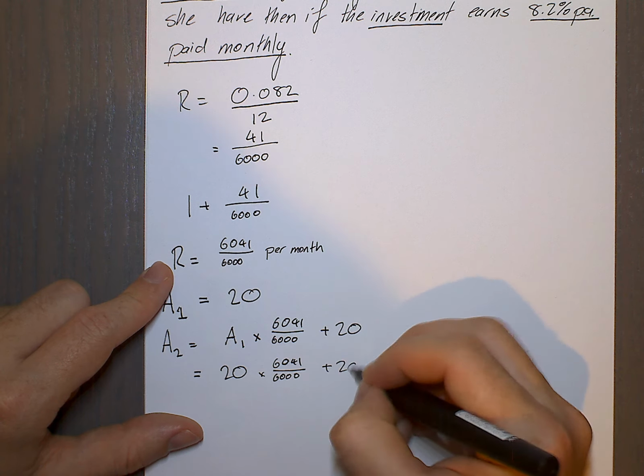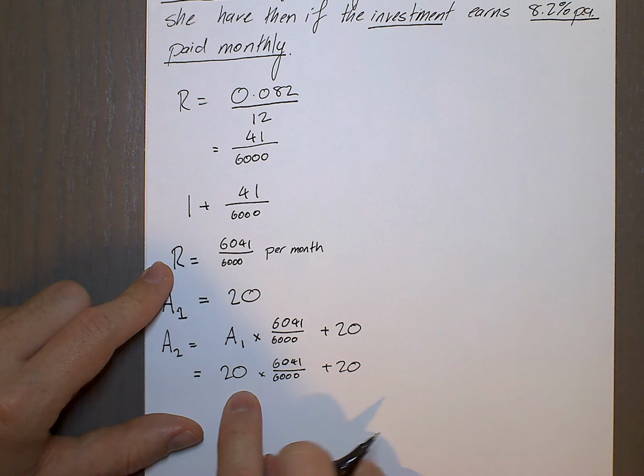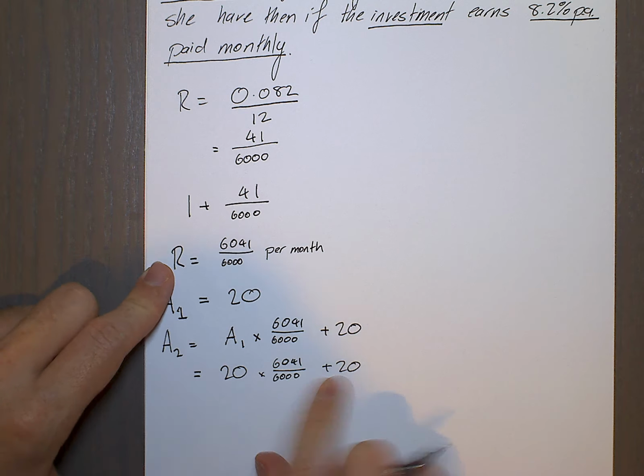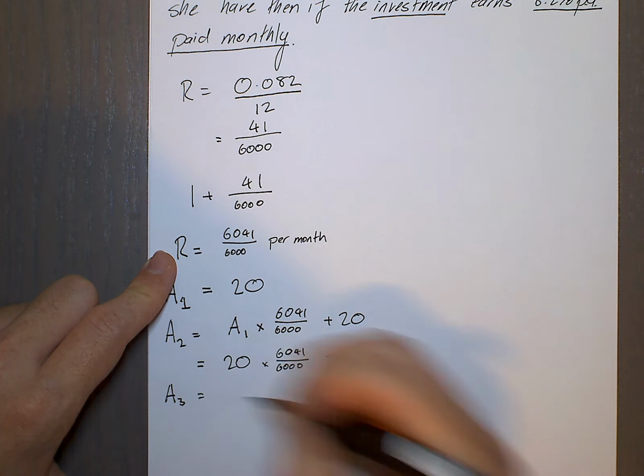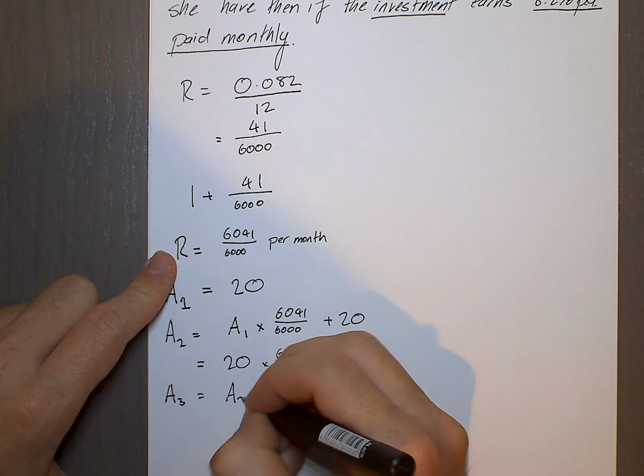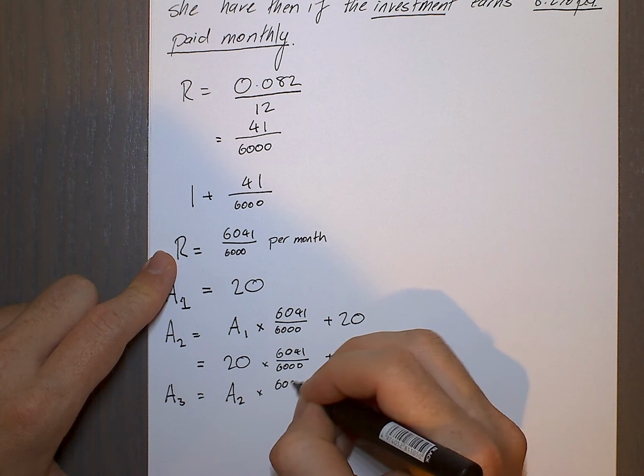Okay. Now, we should see a little pattern here where they both have 20 in them, and that's going to be a common factor later. Let's move on to month 3. Well, month 3 is going to be whatever is in there in month 2 times a rate.